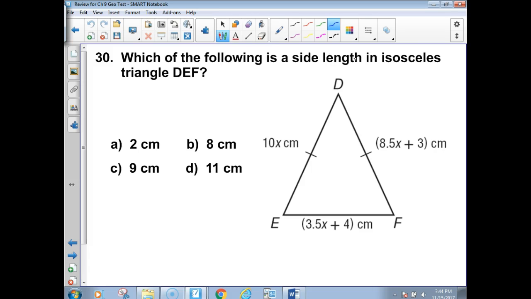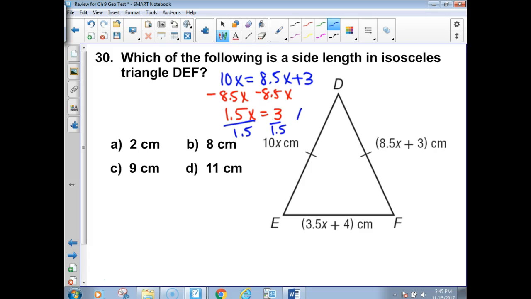Which of the following is a length in an isosceles triangle? This side and this side are marked congruent by the slashes, so we can solve for x by doing 10x equals 8.5x plus 3. We would then subtract 8.5x from both sides, and that would give us 1.5x equals 3. And then we could divide by 1.5. And 3 divided by 1.5 gives us an x value of 2.